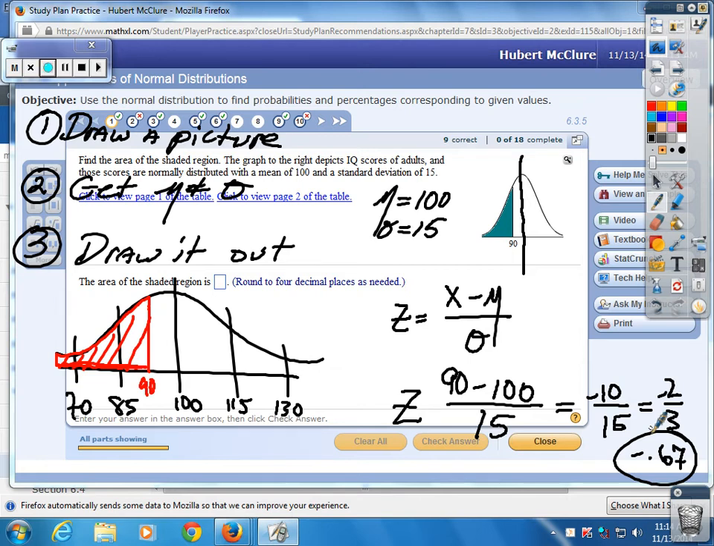So now what do you have? Well, you erase your 90, or you don't have to, and you're looking for negative 0.67 where? In your table or on your calculator? Did I show you all how to use the calculator? All right, get your calculators out.